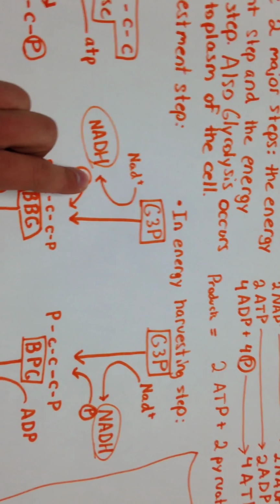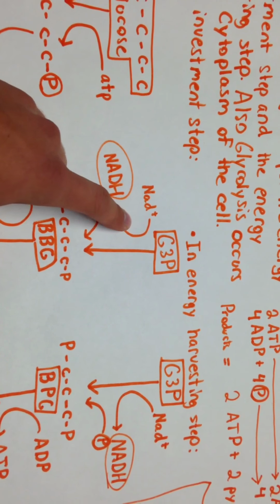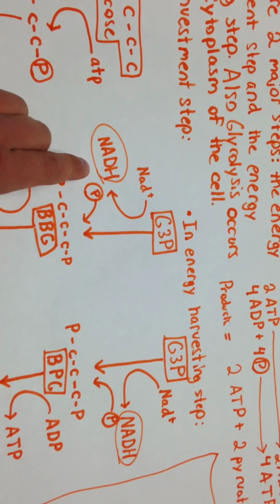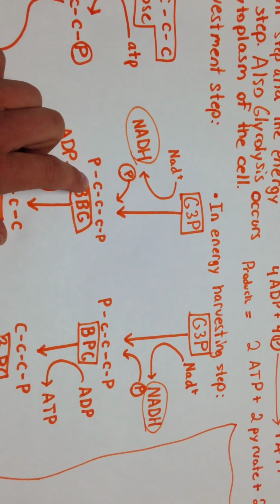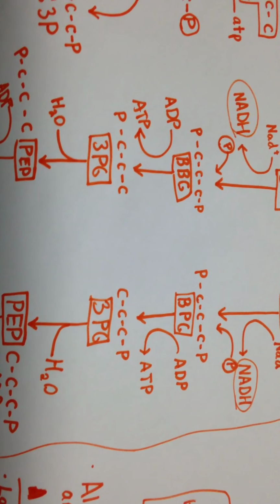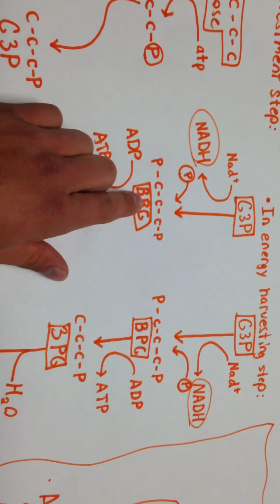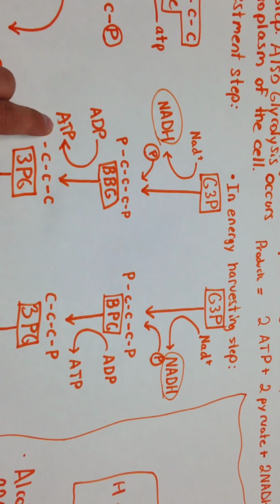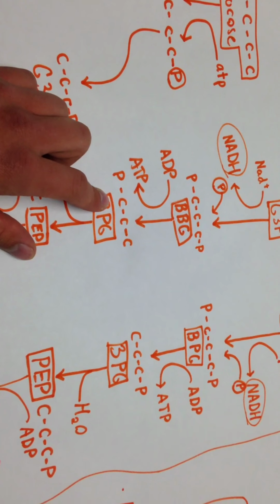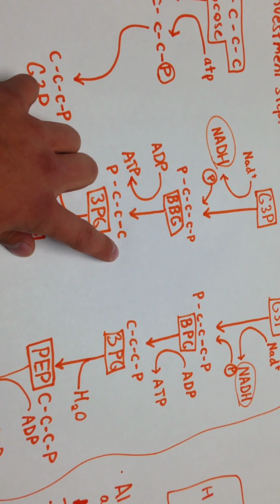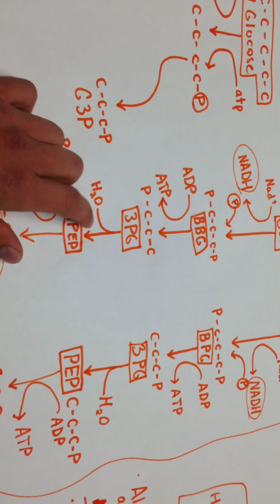So then we move up here to the energy harvesting step, and the G3P is broken down into this, and NAD plus is made into NADH, and another phosphate group is added to the G3P. So then we'll get BPG. I messed up on drawing it. It should be BPG, but anyway, ADP is added in and created into ATP, and the phosphate group from the BPG is taken off, so then there's only one left.